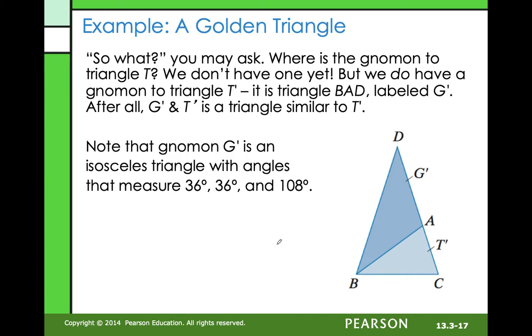Notice that G prime is also an isosceles triangle. So you've got this side congruent to this side. So now your angles are 36 degrees, 36 degrees, and 108 degrees. So slightly different angle measures this time.